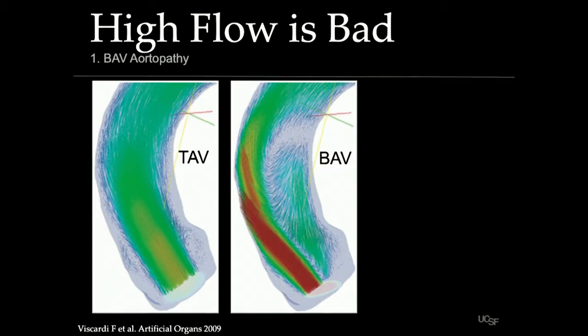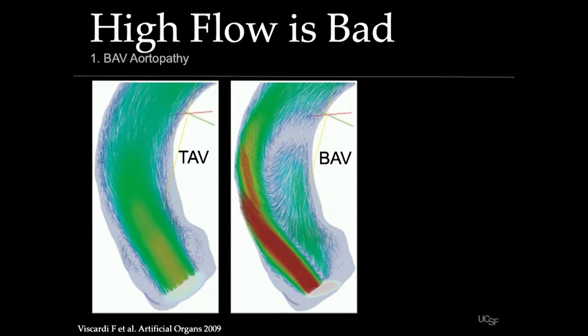So the first one is BAV aortopathy. I think it's a very good clinical question. 1 to 2% of the population has this problem. The majority of these patients eventually develop aneurysms, and there's been controversy over the last couple of years in how to manage these patients, when to go for elective surgical repair.